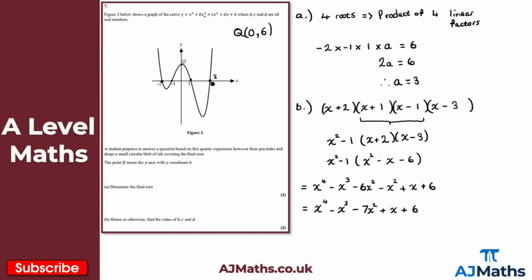Remember, b is the coefficient of x cubed. So b would be minus 1. So b is equal to minus 1. C in this case, that's the coefficient of x squared, so that would be minus 7. And then finally here, d, well, that would be the coefficient of x, so that would be 1 there. Okay, and there we have it. So that's the solution to B, that's the solution to A, and that gives the solution there to question 7.